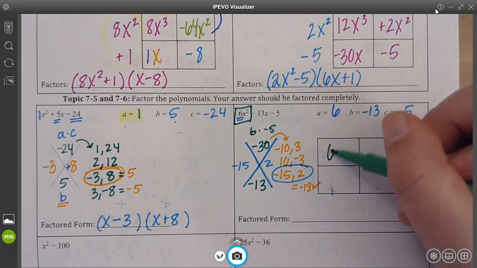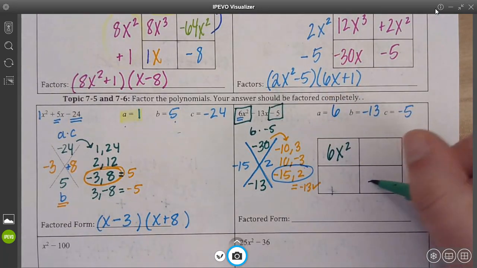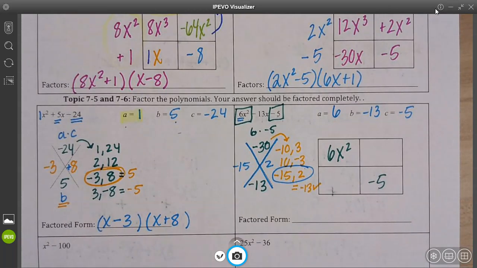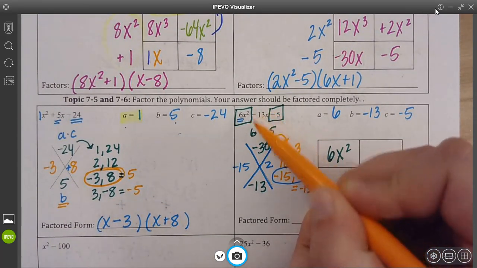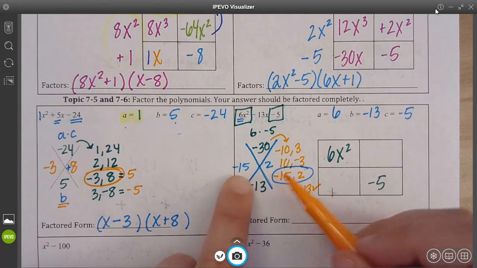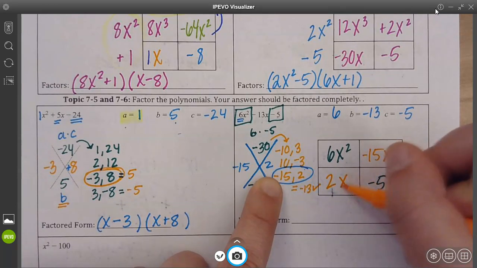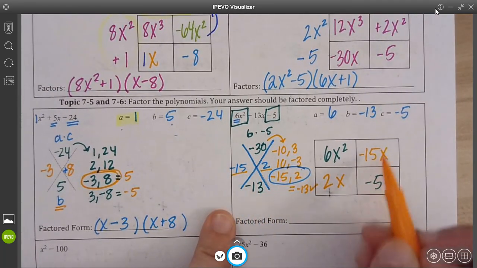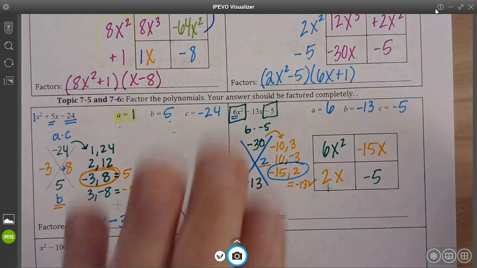Our first one goes in our first box. Our last number goes in our last box. And then in my two empty boxes, instead of filling it in with the 13x, I'm going to turn it into a negative 15x and then a positive 2x. So my answers from my number puzzle get to go in my box. Now I'm going to factor out their GCF.